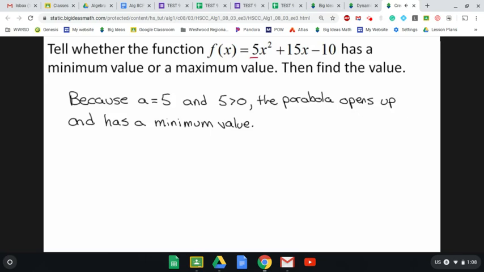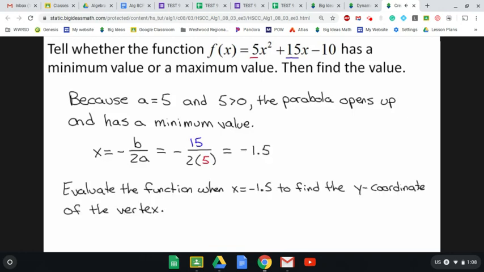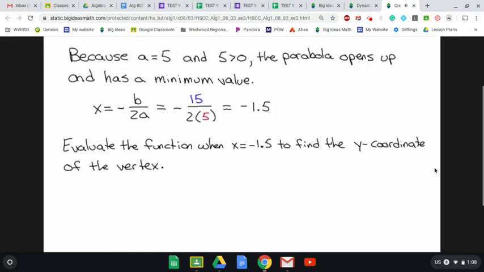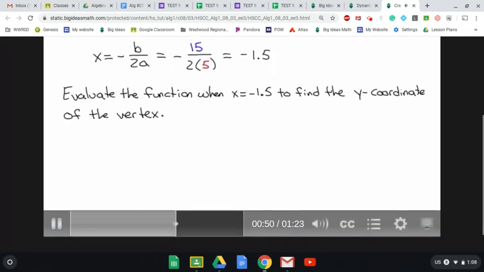First, find the x-coordinate of the vertex. Write the equation for the x-coordinate of the vertex, x equals negative b divided by 2a. Because a equals 5 and b equals 15, substituting 5 for a and 15 for b gives x equals negative 15 divided by the quantity 2 times 5, which simplifies to x equals negative 1 and 5/10. Then evaluate the function when x equals negative 1 and 5/10 to find the y-coordinate of the vertex.